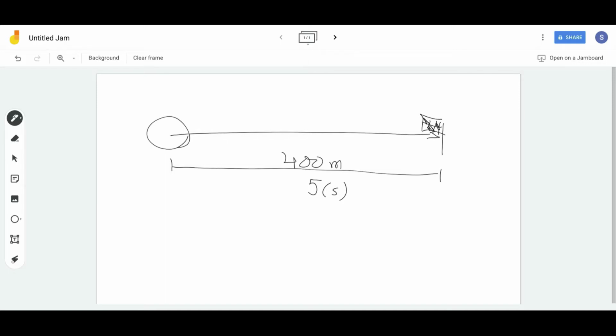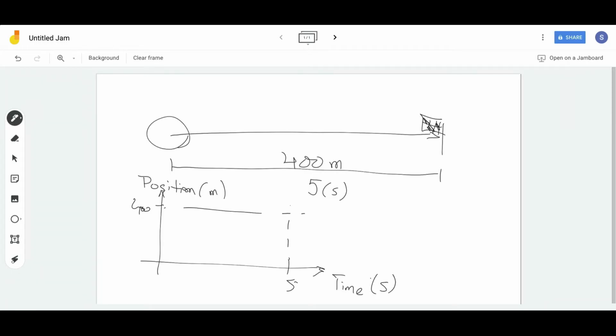So what can I tell with this little graph that I've drawn? This is 400 meters. This is my position axis in meters. And this is my x-axis, which is telling me the time, which is an independent factor here, and that's 5 seconds. So I can draw a line wherever these 2 points intersect, and that's my journey, or that's my plot of how the distance is being covered during this 5 second time.